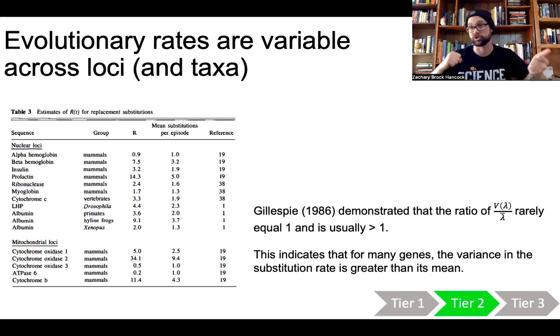It diverges very strongly from the mean rate. So there's lots of things that can influence the variance in the evolutionary rate across loci. And so our models need to be able to account for this, which means that we can't assume the equality of rate in evolutionary change across different branches, which again was one of those simplistic assumptions that we made in our early model.